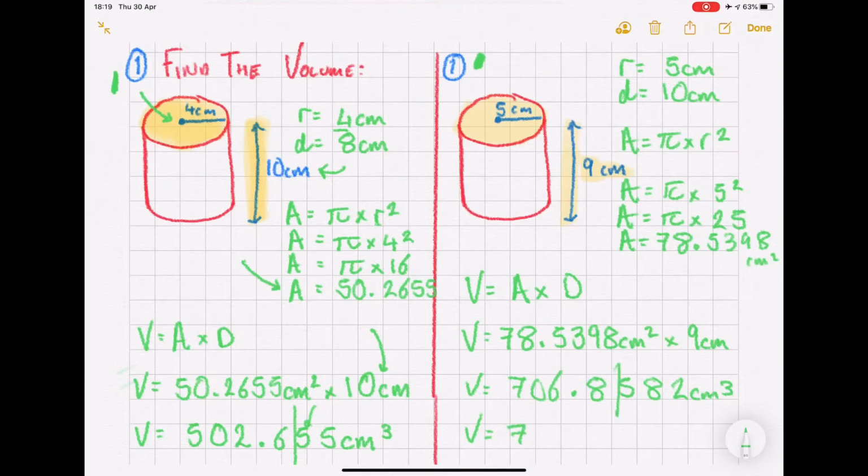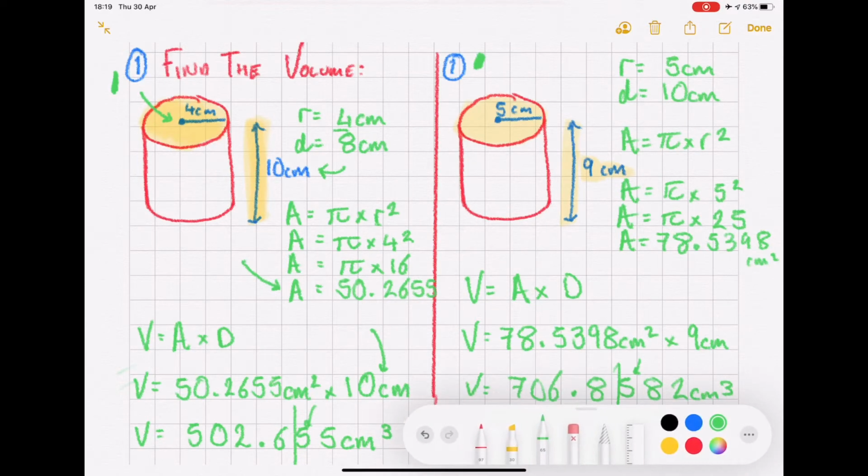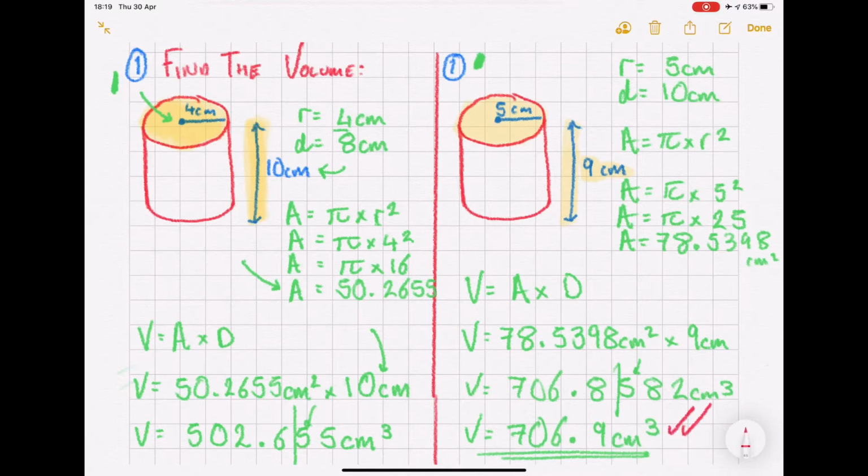And let's go to one decimal place, so we'll cut off there. If this is 5 or bigger, we round up to 706.9 centimetres cubed. And that's your final answer. So if you got that, fantastic. Give yourself some ticks for that. Well done.